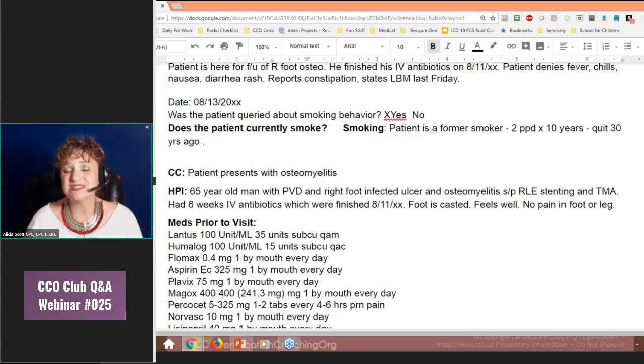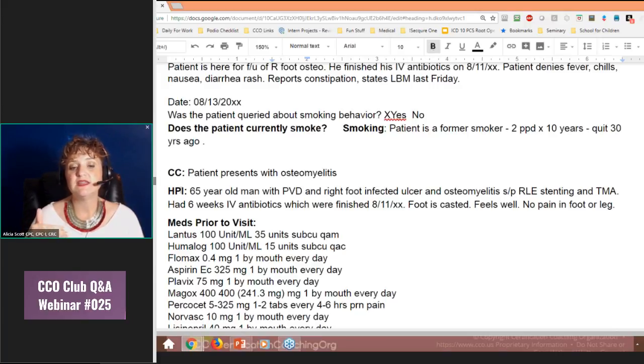That is a long time to have IV antibiotics. Just so you know, osteomyelitis is a big deal. It is a dangerous infection. It's very likely that it could turn septic and kill you. And the patient has PVD, so they have poor circulation to begin with.